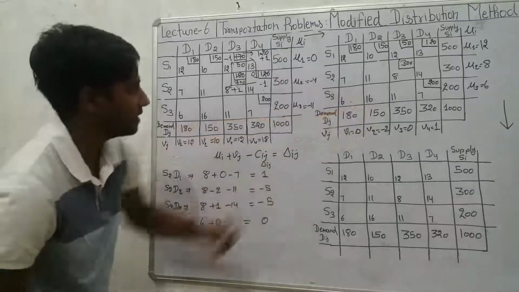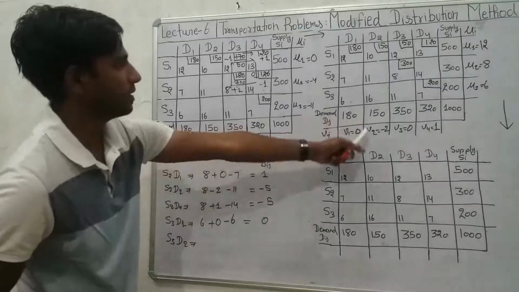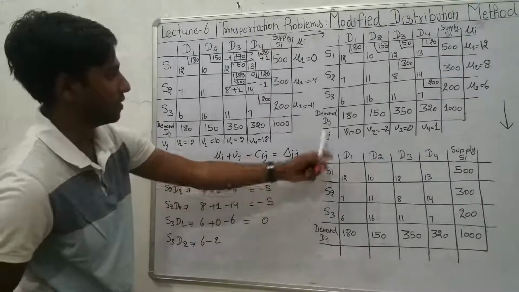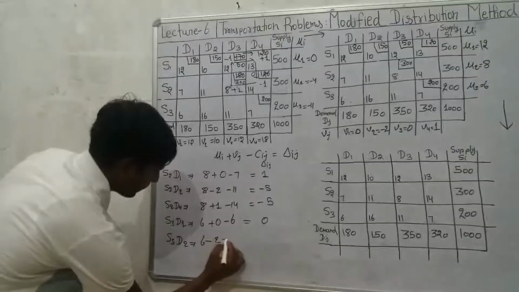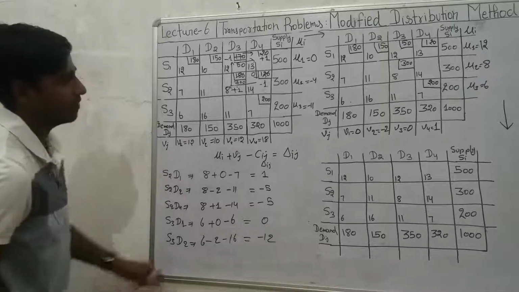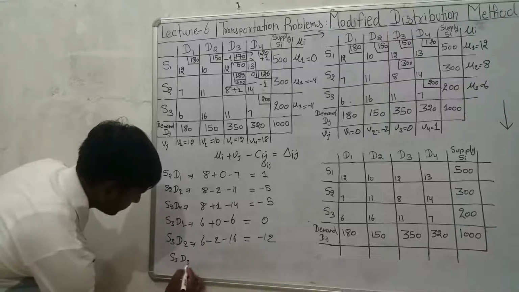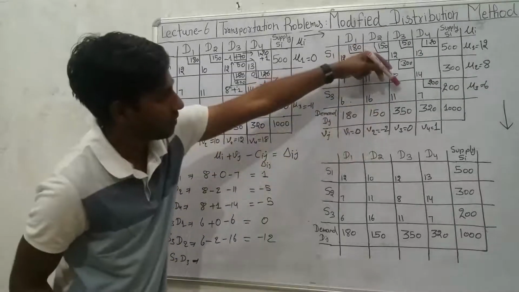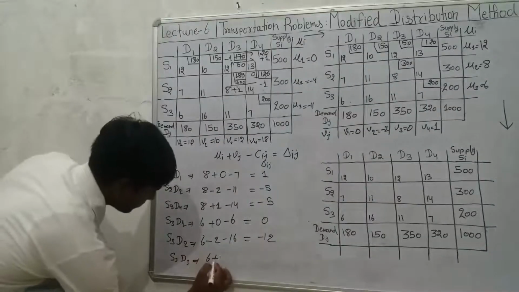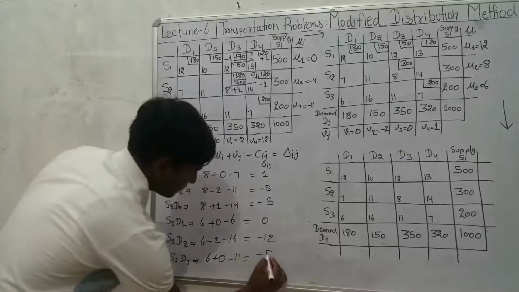For the next cell, S3D2, U is 6 and V is minus 2. 6 minus 2, and the cost per unit is 16, minus 16, so the value would be minus 12. And for the last unoccupied cell, that is S3D3, U is 6 and V is 0. 6 plus 0 minus the cost per unit 11. So the value would be minus 5.